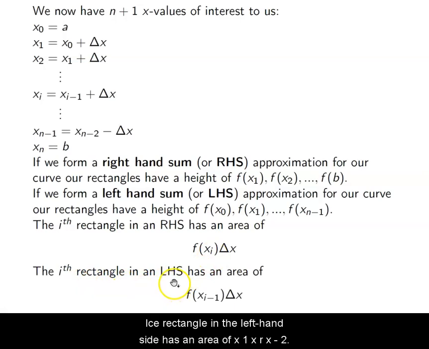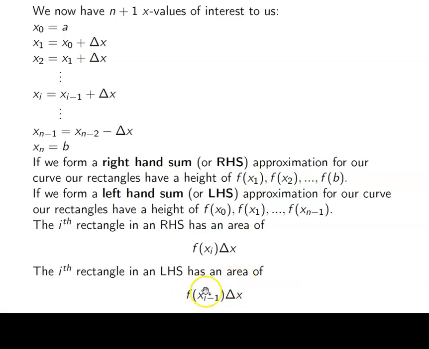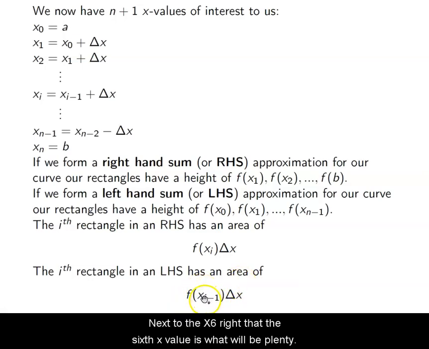The ith rectangle in the left-hand sum has an area using x i minus 1, because I'm starting at the zero term, the initial term. So, for instance, in the left-hand sum, the seventh rectangle will have a height of f of x6, right? The sixth x value is what will be plugged in.